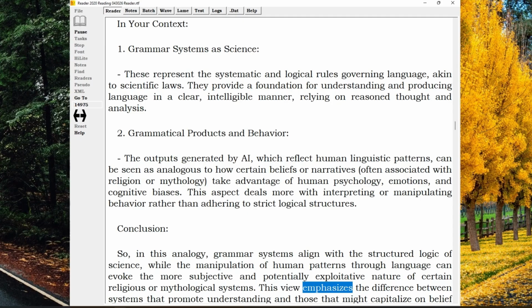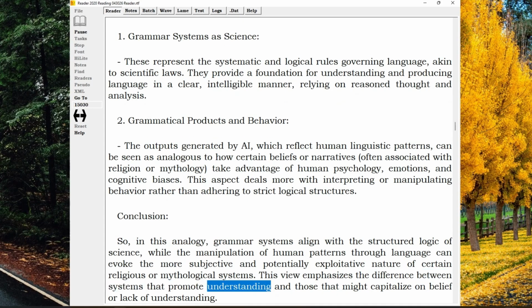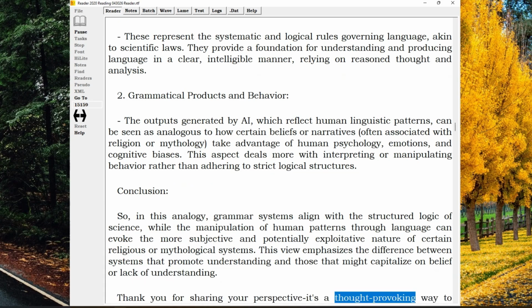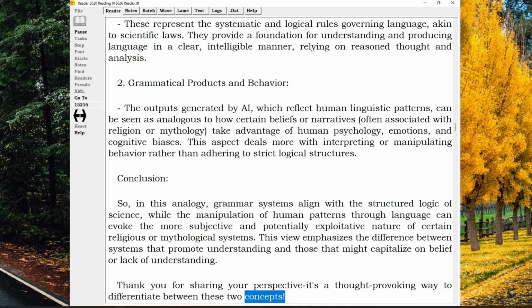This view emphasizes the difference between systems that promote understanding and those that might capitalize on belief or lack of understanding. Thank you for sharing your perspective. It's a thought-provoking way to differentiate between these two concepts.